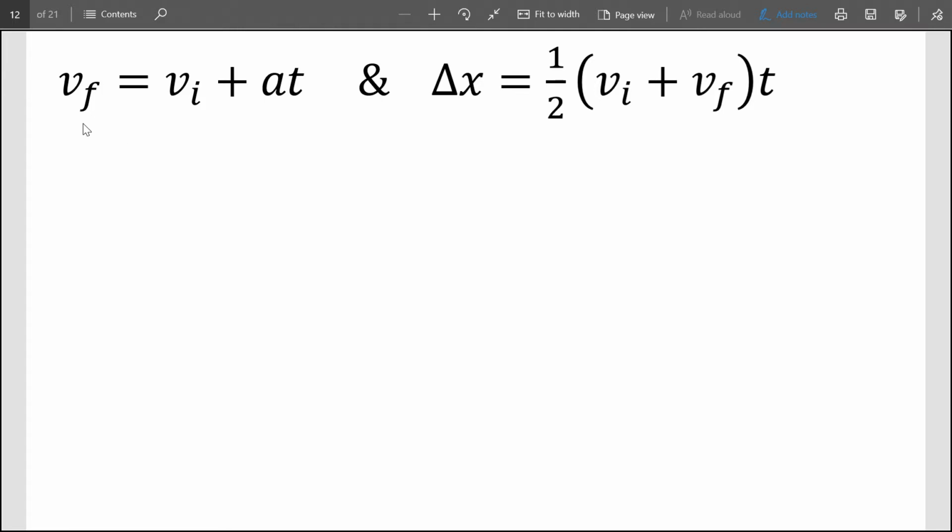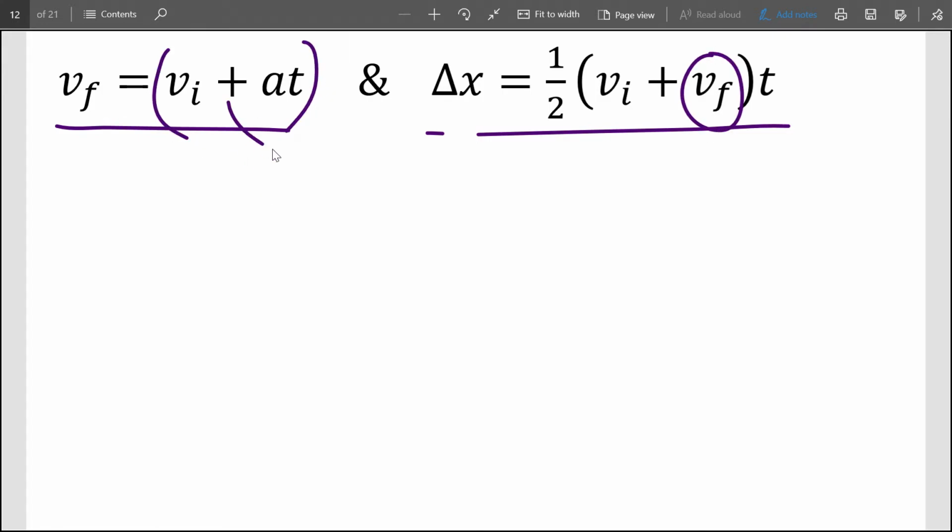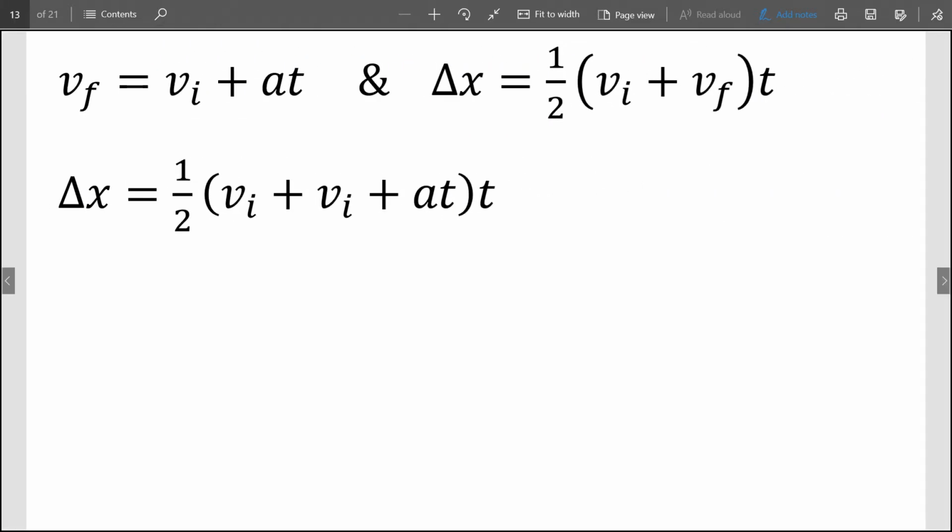I take the definition of acceleration, and I take this distance equals rate times time, this average rate, and I start combining them. So I've got VF here, and I've got this expression for VF. If I take that and put that in there, what does that end up with? I get this delta x is 1/2 VI plus this part here. So that's VI plus AT, all times t.